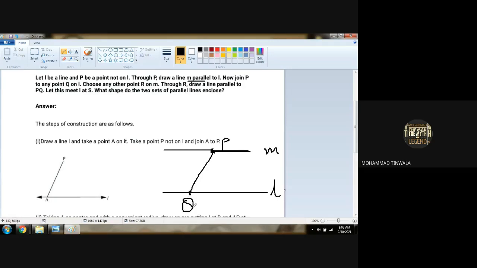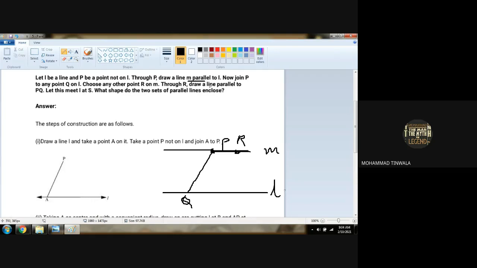We will take point Q here first to construct this parallel line. Point Q can be taken here also, or here. Are you getting it? Like this. See, there are two ways. I will show you how to construct. Now choose any other point R. We have taken Q first here. Okay, now any point R on M. We can take R anywhere on M. I took point R here.